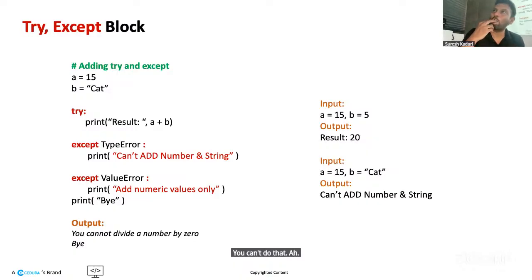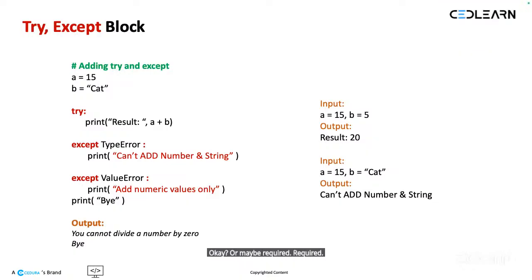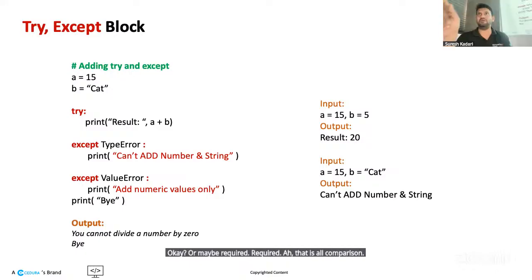We are typing the age. Yeah, okay. Maybe Google Sheet. When I ask for age, or maybe required field. That is all comparison. When there is a required field and you are not filling it, then there will be an exception. Okay, you understood the message, right? Very good.